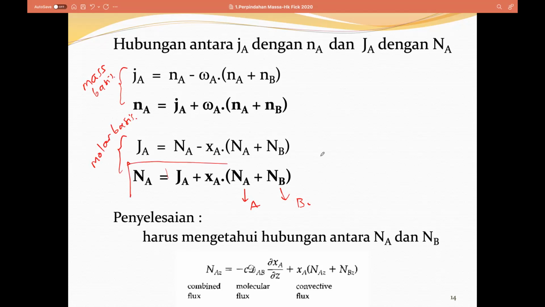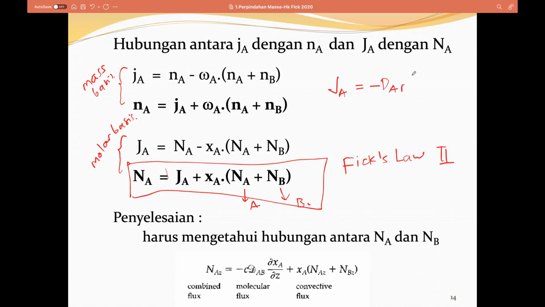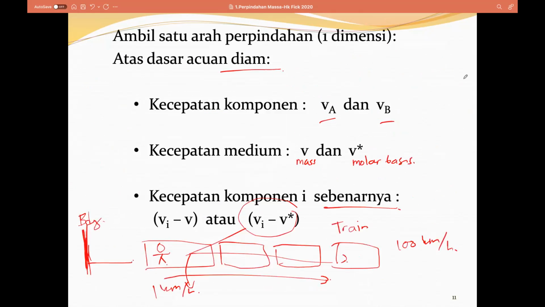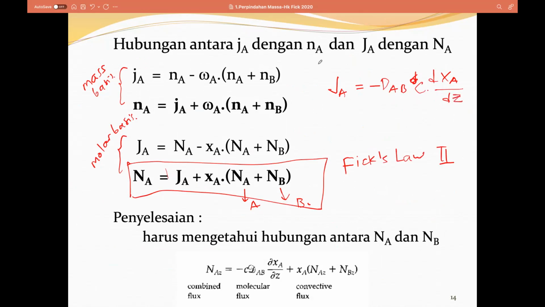So this is sometimes called Fick's law number 2. So Fick's law number 1 is JA equal to minus DAB C dXA over dz. And NA is the molecular flux when A and B have a velocity. This one is JA plus XA multiplied with (NA plus NB). So that means we have to find the correlation between NA and NB. Harus tahu hubungan antara NA and NB.